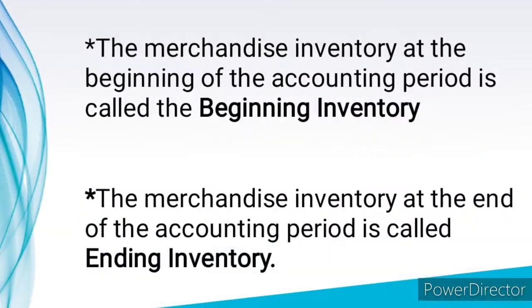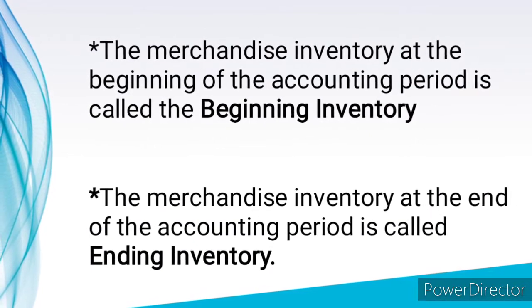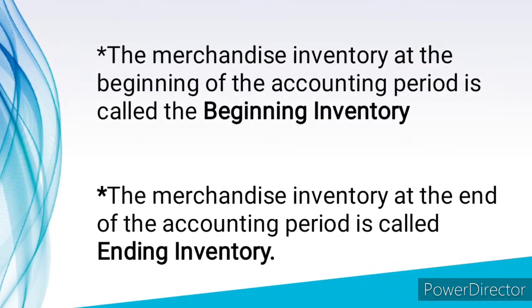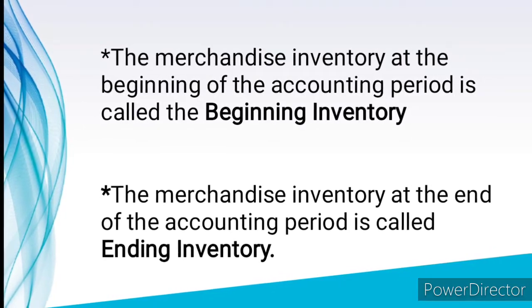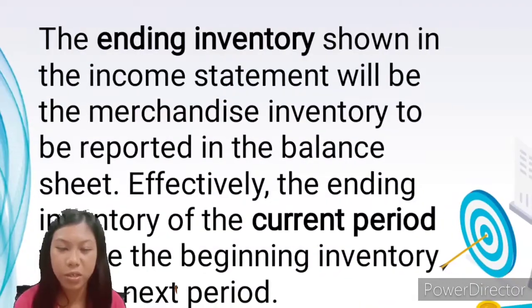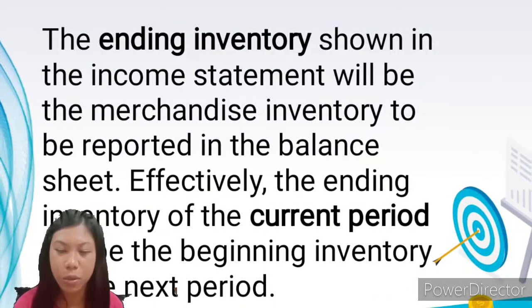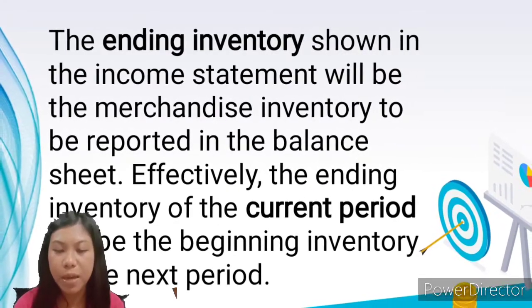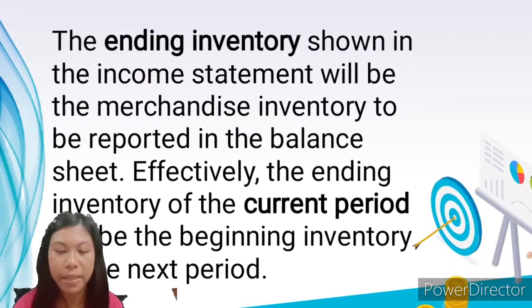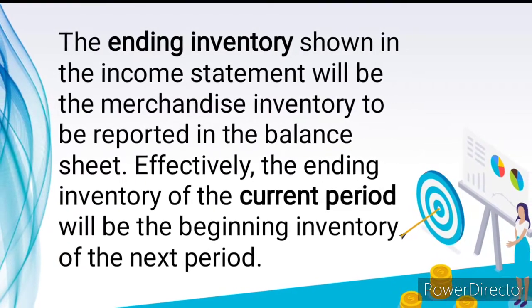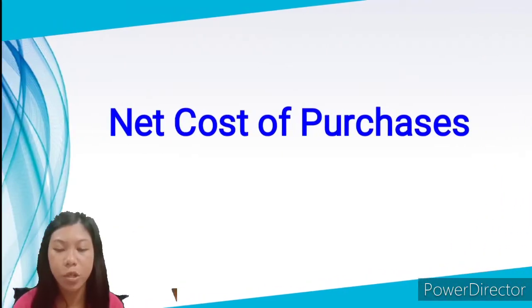The merchandise inventory at the beginning of the accounting period is called the beginning inventory. Conversely, the merchandise inventory at the end of the accounting period is called the ending inventory. The ending inventory shown in the income statement will be the merchandise inventory to be reported in the balance sheet. Effectively, the ending inventory of the current period will be the beginning inventory of the next period.